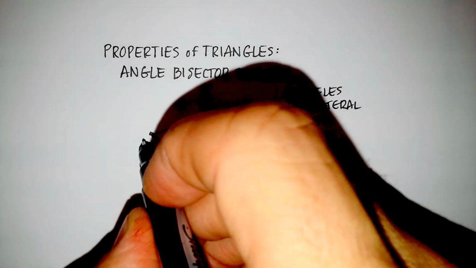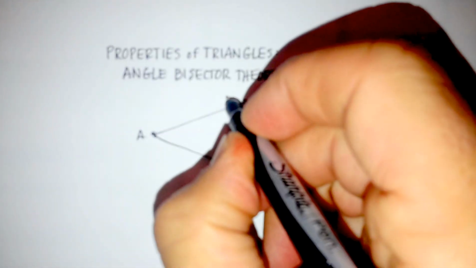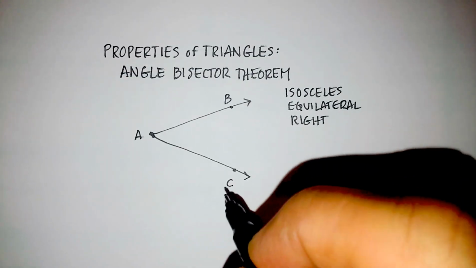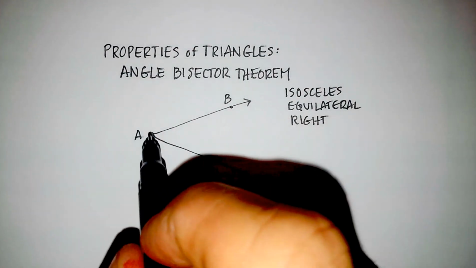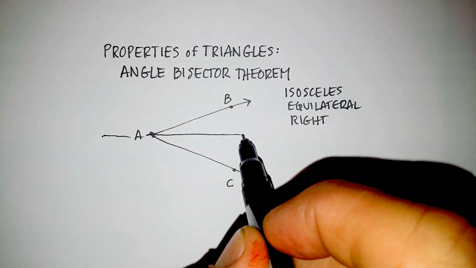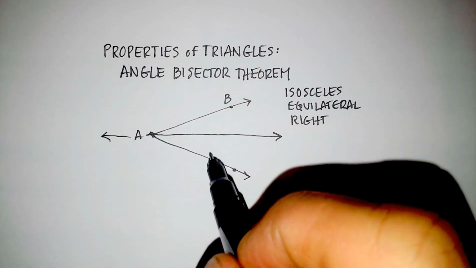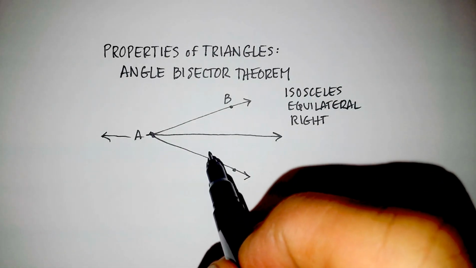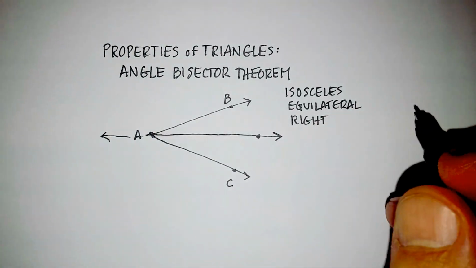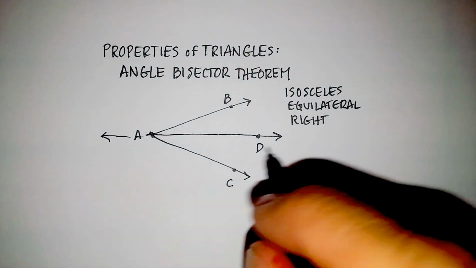If I have any angle, and let's call this angle A, B, and C, all right? So I have angle ABC, and I were to draw a perpendicular bisector. Remember that what that means is I'm dividing this basically into two equal parts, right? And let's call this one line AD, okay?